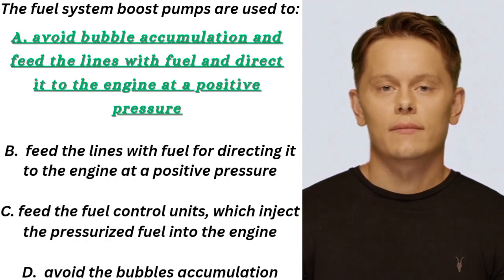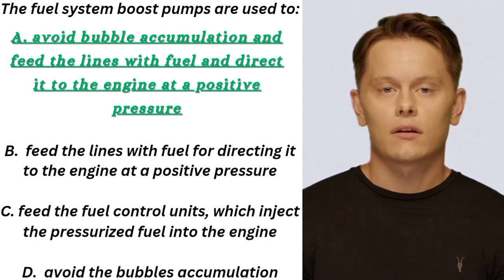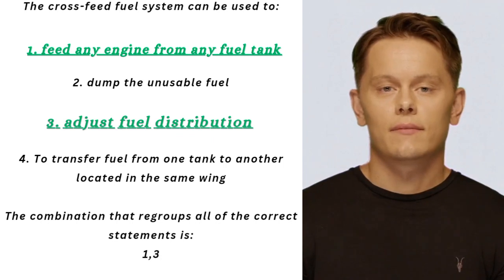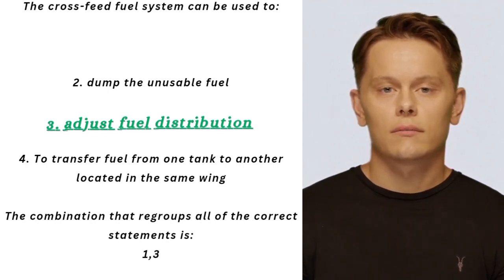Question 39. The fuel system boost pumps are used to. The answer is A. Avoid bubble accumulation and feed the lines with fuel and direct it to the engine at a positive pressure. Question 40. The cross-feed fuel system can be used to. The answer is 1. Feed any engine from any fuel tank. And 3. Adjust fuel distribution.